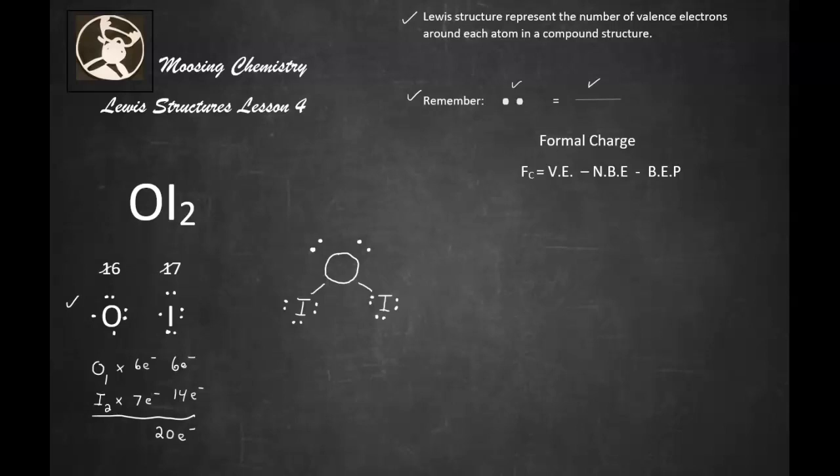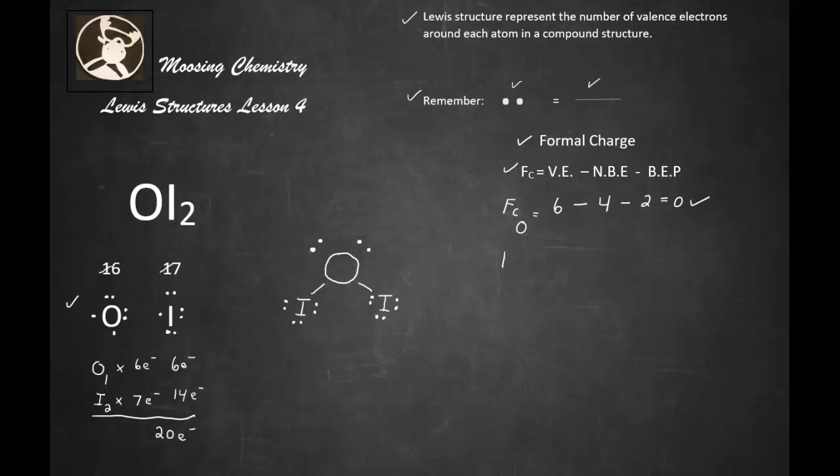let's see if this is the best possible structure. Well, we're going to use formal charge for that. Formal charge equals valence electrons minus non-bonding electrons minus bonding electron pairs. The formal charge for oxygen: oxygen comes with 6 valence electrons. Looking at our structure, there are 4 dots there, so 4 non-bonding electrons, and we have 2 dashes, so 2 bonding pairs. So 6 minus 4 minus 2 is 0.